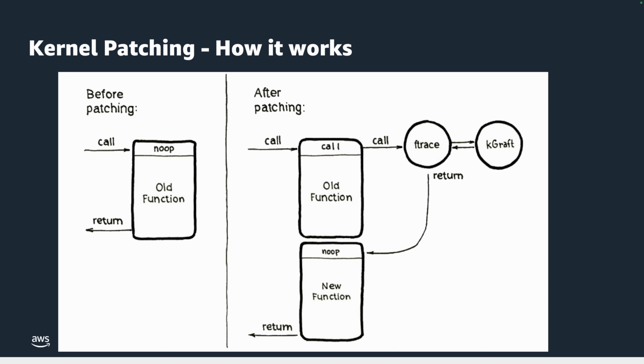How kernel patching works behind the scenes. So let's focus on the left-hand side. Old function is the unpatched version. Okay? So I'm just looking at the left-hand side here. At the top, there is this little thing called NOOP, which stands for non-operational instructions.